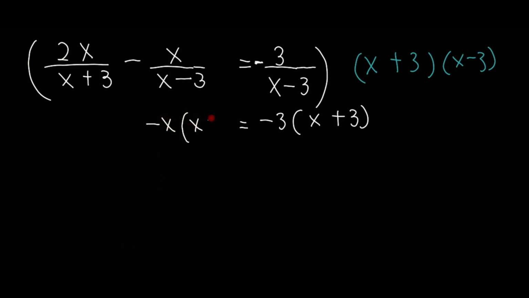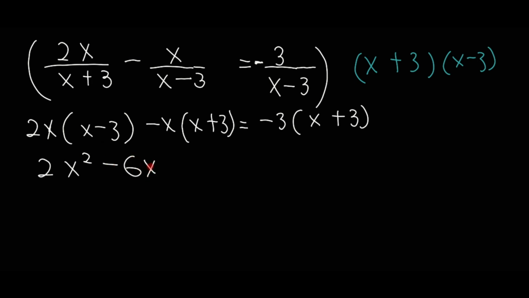And as for this one, we have x plus 3, you cancel x plus 3, and then what is left is 2x times x minus 3. And now you multiply the brackets. So 2x times x is 2x squared, and then 2x times minus 3 is minus 6x. Minus x times x is minus x squared, minus x times positive 3 is minus 3x, and then minus 3 times x is minus 3x, minus 3 times positive 3 is minus 9.